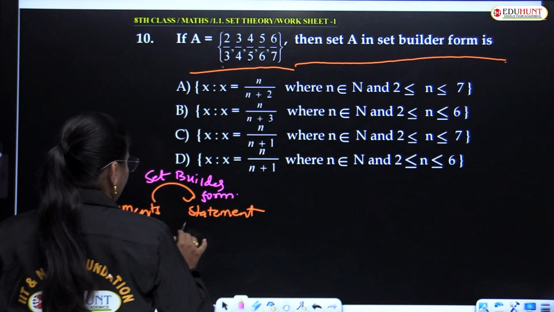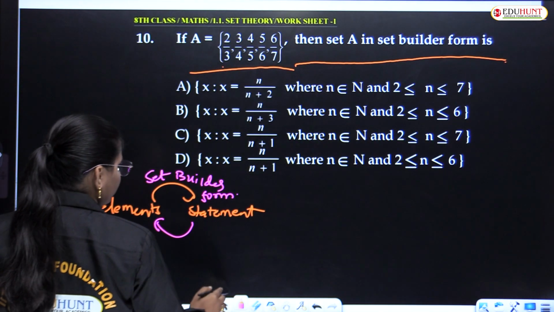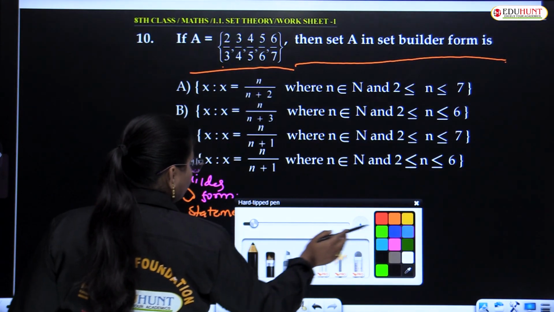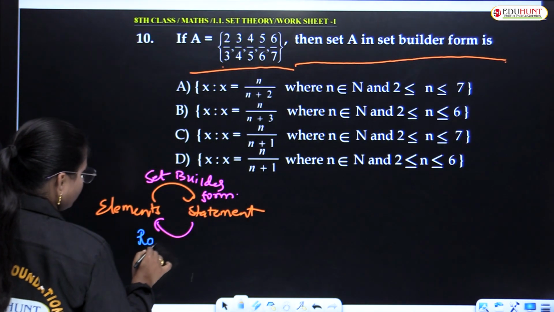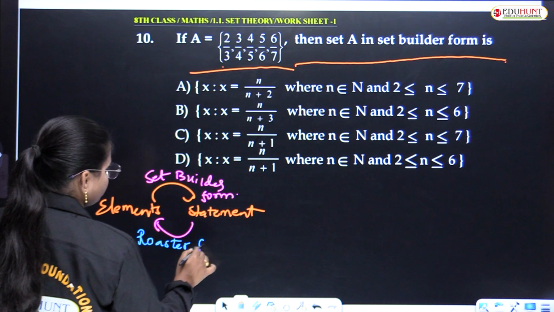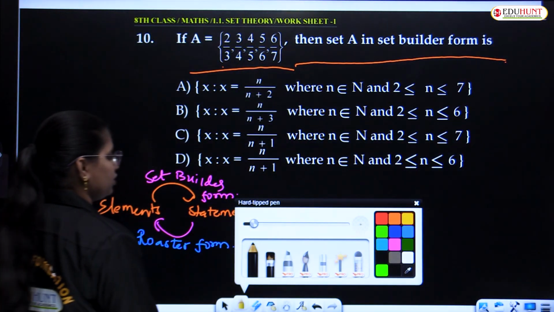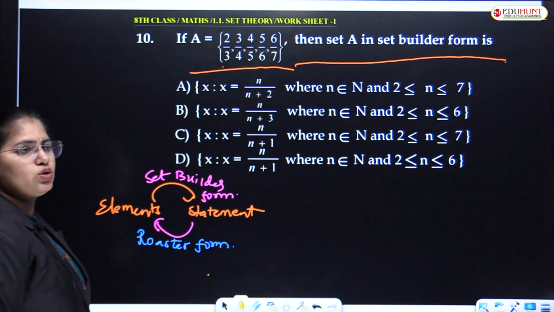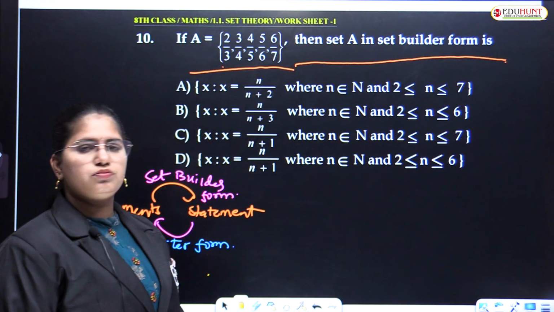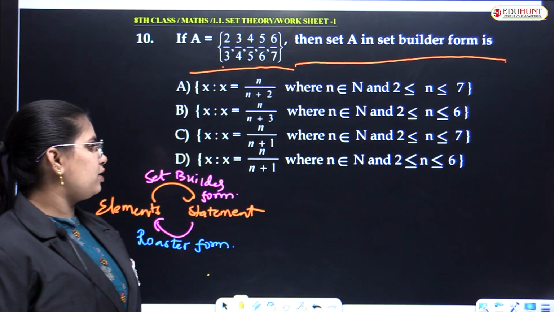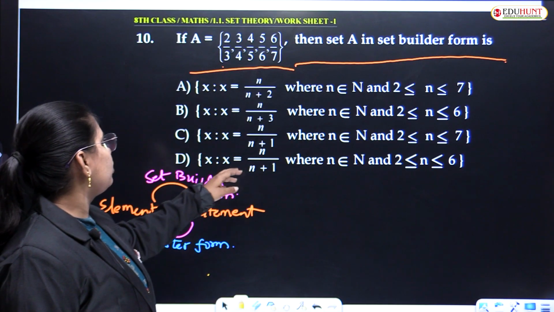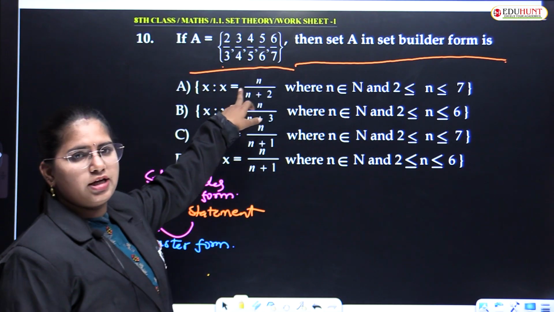Okay. And whereas in reverse, from statement to elements, what will it become? It is like roster form. These are two different types of sets. Got it? Yeah. So now you need to find out the set builder form. Okay, so let me take the first option and check.